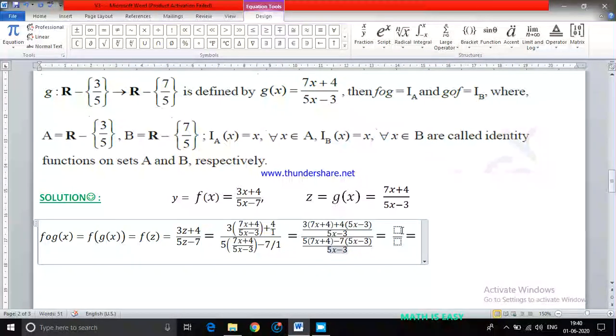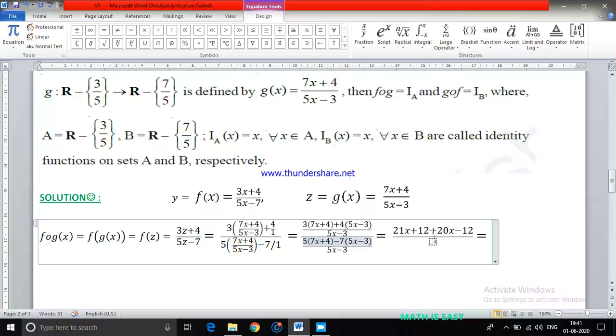So what is left in the numerator is 3 times 7x plus 4. 3 7s are 21x plus 3 4s are 12, plus 4 5s are 20x. I am opening the bracket, minus 4 3s is 12. Now the denominator, we get it by opening the bracket for this entire numerator.